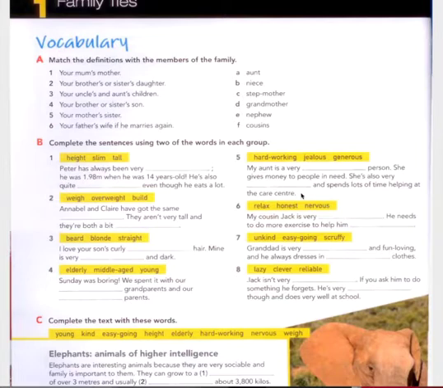Normally we should see ER, like in American English. This spelling is more British, I would say. My cousin Jack is very nervous. He needs to do more exercise to help him relax. Granddad is very easygoing and fun-loving. He always dresses in scruffy clothes. It's not neat, not well cut. It's a bit messy, I think, old clothes.